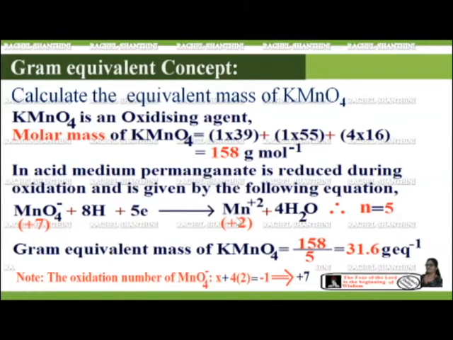Coming to the right hand side, the charge of the manganese ion is plus 2. It is very clear that on the left hand side of the reaction, there is an excess plus 5 charge on the manganese ion. So to neutralize that excess plus 5 charge, it needs to gain 5 electrons. So from this reaction, we know that the equivalent factor N for this reaction is 5. To calculate the gram equivalent mass of KMnO4, we need to divide the molar mass of KMnO4 by its N factor. So 158 divided by 5 gives 31.6, which is the gram equivalent mass of KMnO4.